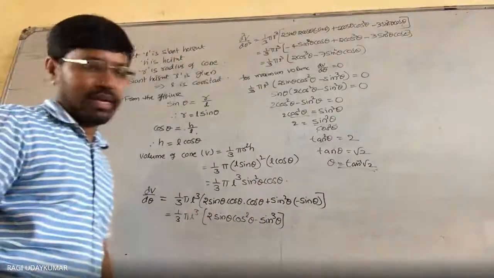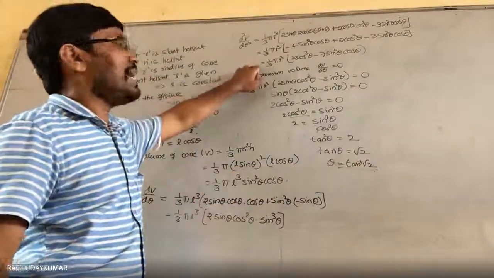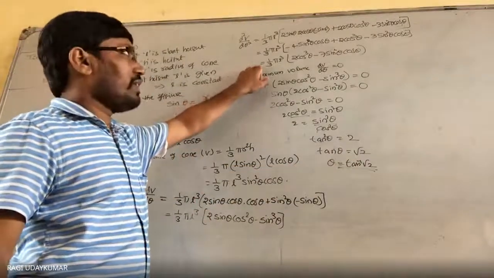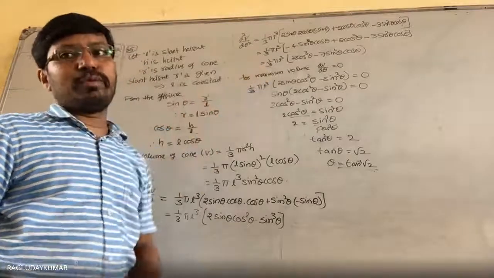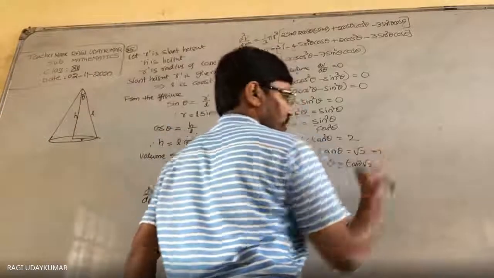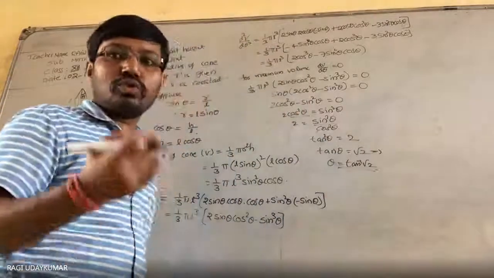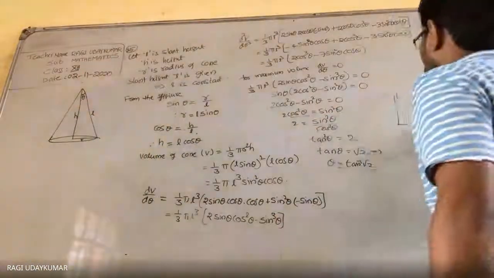Problem complete नहीं हुआ. At this place we have to prove that d square v by dv square, ये d square v by dv square है ना? This is less than 0, prove करना. So tan theta equal to root 2 है. When tan theta equal to root 2, find out sin and cos. Sin and cos find out करो.